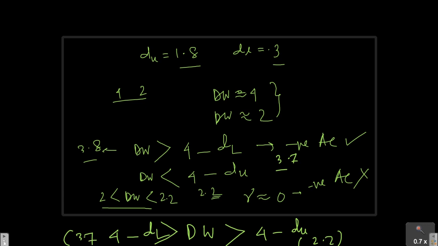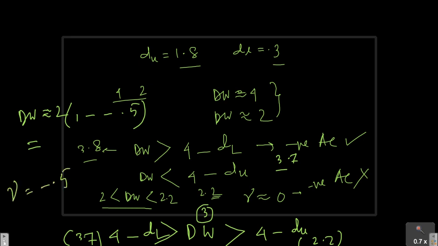So let's say I have my dw which is 3. I can get dw equal to 3 from the formula: 2 into 1 minus, let's say, minus 0.5. So basically 1 plus 0.5, that will give me 3. So if my rho is equal to minus 0.5, I have my dw equal to 3.